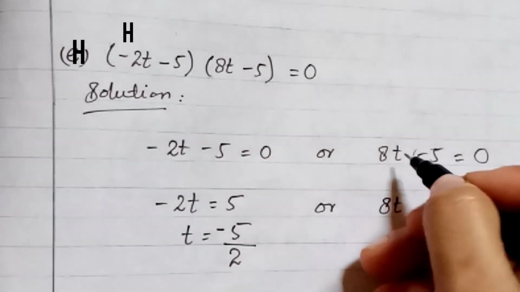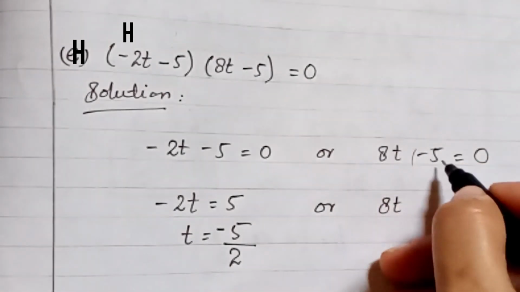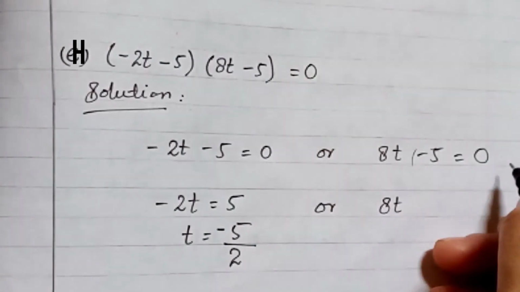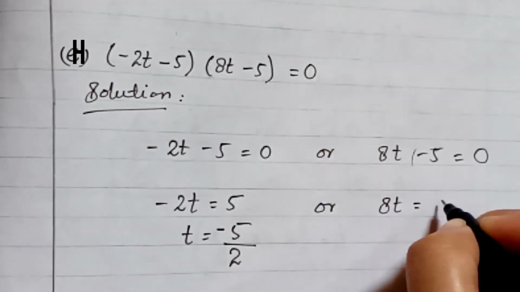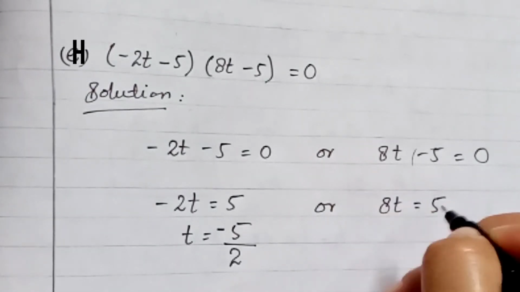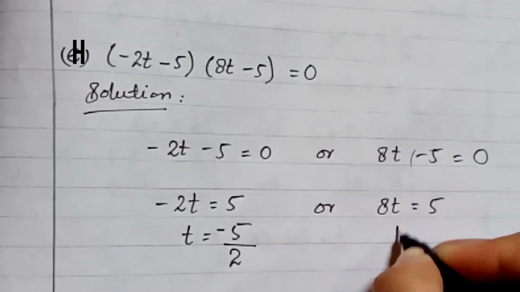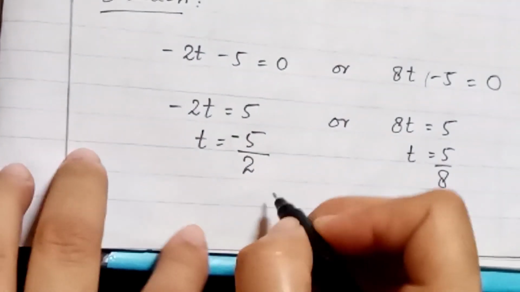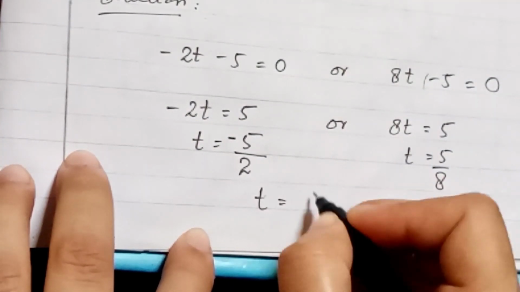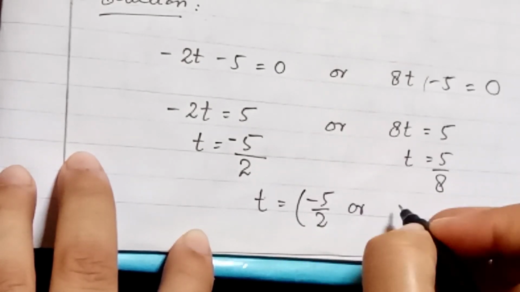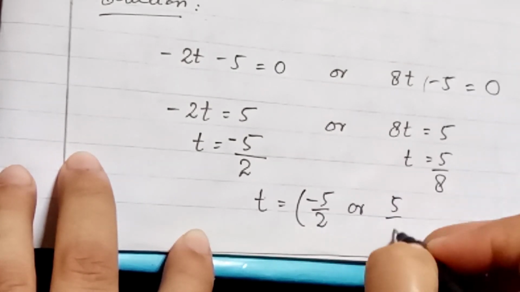In this factor, when we have to find t here, we have to move this minus 5 to the other hand side. This minus 5 will become plus 5. So 0 plus 5 equals 5, and for finding t we have to move this 8 also. So t equals 5 upon 8 there. We have answers for t. t equals minus 5 upon 2 or 5 upon 8 here.